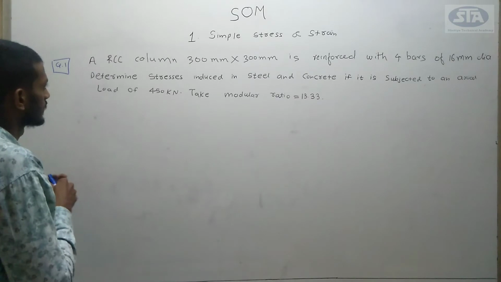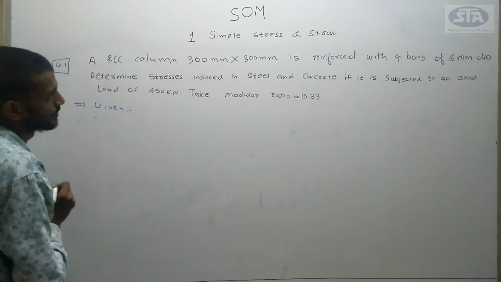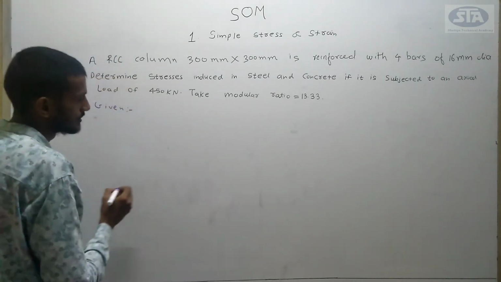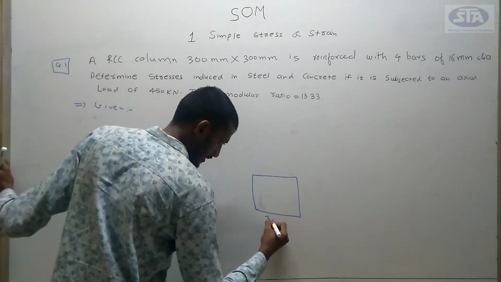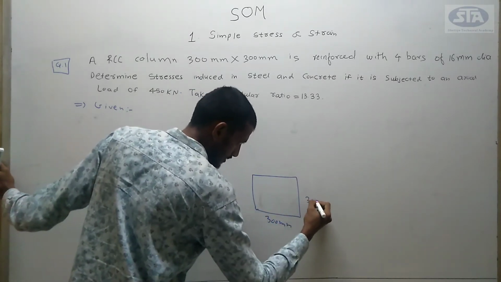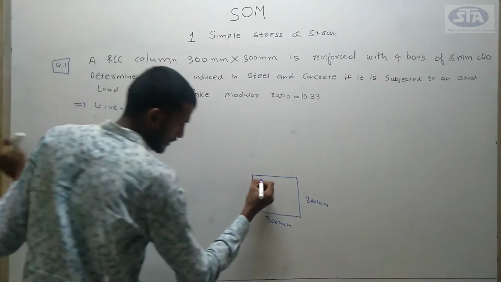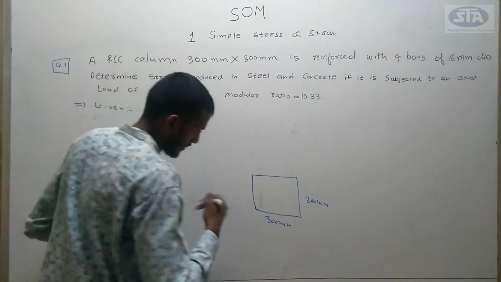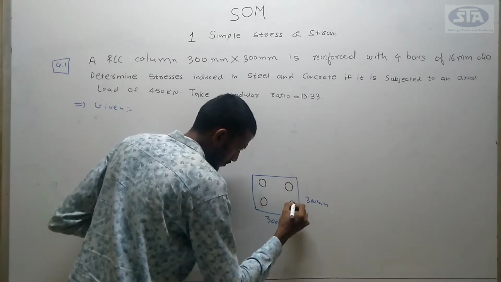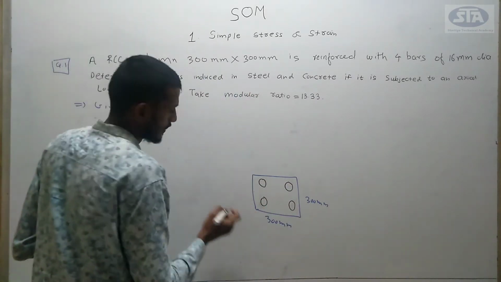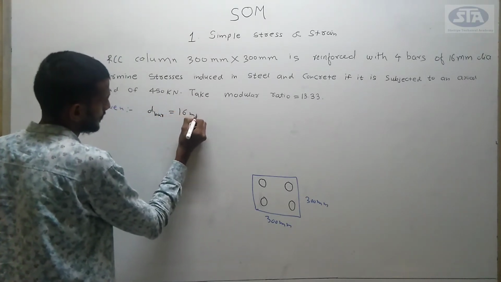Now let us sort out the given data. A RCC column 300 mm into 300 mm means the size of the RCC column is given. This is 300 mm, and again this is 300 mm, and it is reinforced with 4 bars, indicated by 1, 2, 3, 4. This is called 4 bars of 16 mm diameter, so the diameter of bar is equal to 16 mm.